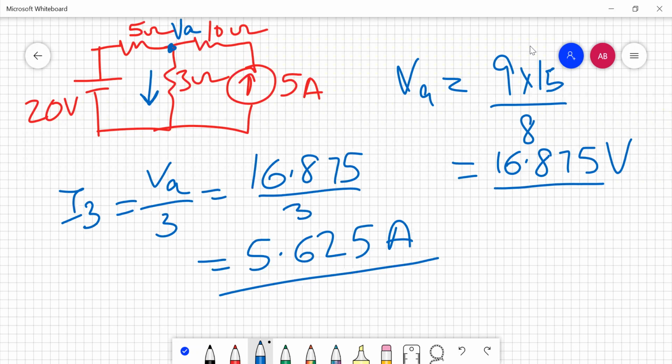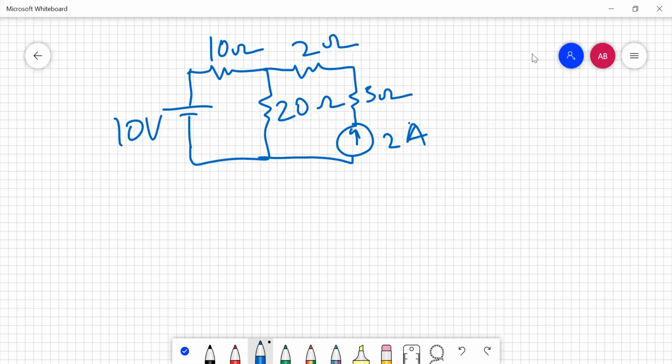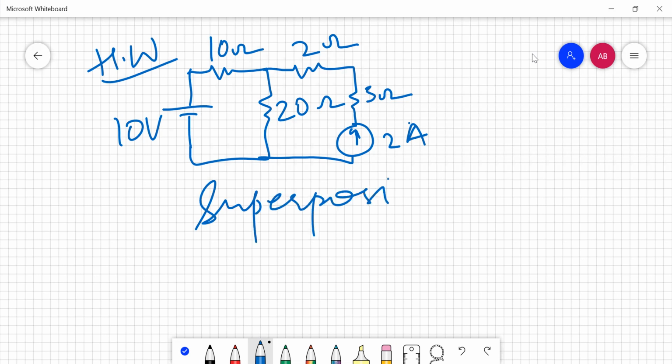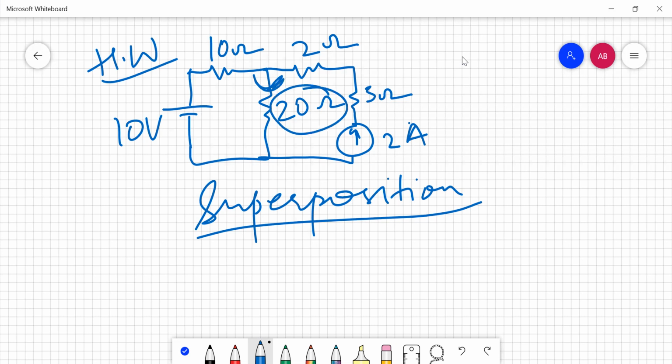No doubt whatever method we are going to apply, that is only your choice. So now I hope that you will be able to solve this numerical by using your superposition theorem. It is your wish whether you want to go for your current division rule or you want to apply your nodal analysis method. The answer will come out to be the same. What you have to do is find the current in your 20 ohms resistance, in this branch.